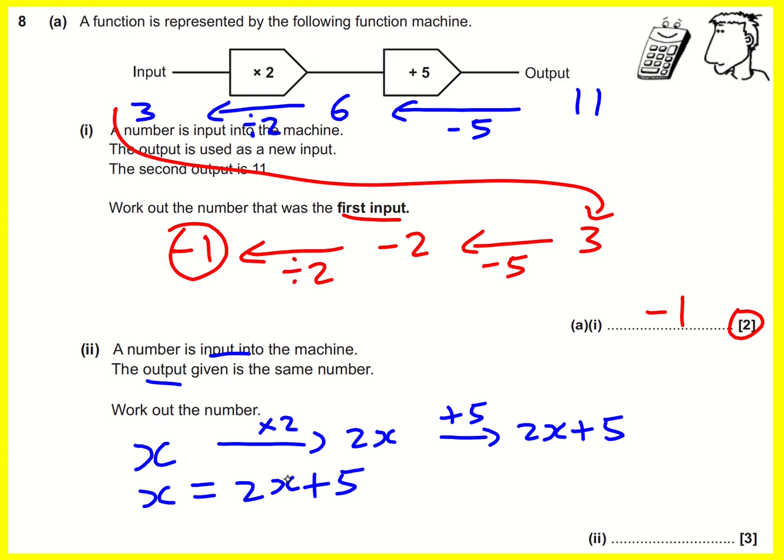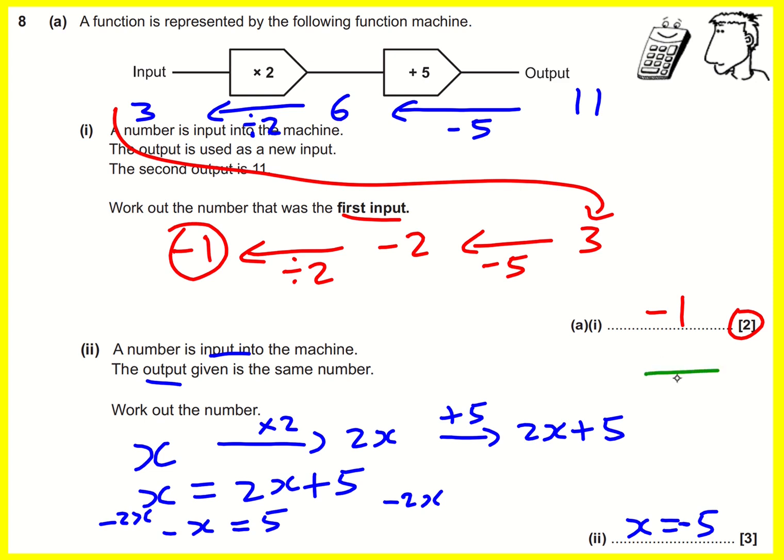Two ways to do this. Probably method 1 is to try and get the x's on one side. So you might minus 2x from both sides because the 5 is already on the right hand side, and I'll get minus x equals 5, and then I'd have to either switch it around or imagine timesing or dividing by minus 1. I'm going to get that x is equal to minus 5.